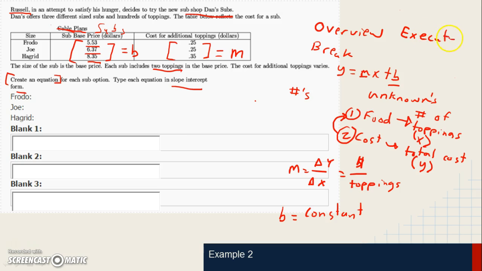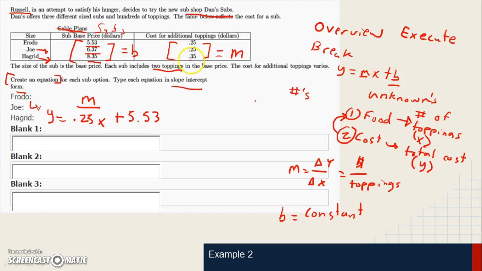So we're going to execute the plan right now, and we know that the rate of change, our m value, is the cost for additional toppings. So for the Frodo, we know that the total cost equals the price per topping, which is 25 cents, times the number of toppings that we get, plus the base price for the sub size, which is $5.53. And for the Joe and the Hagrid, why don't you think about and fill in your guided notes what the rate is for the Joe and what the rate is for the Hagrid, sorry. And you're using the row that corresponds for Joe to find rate.